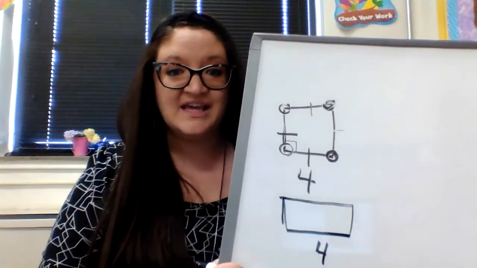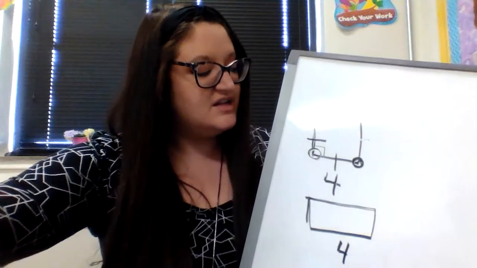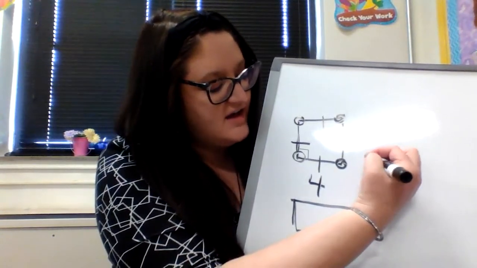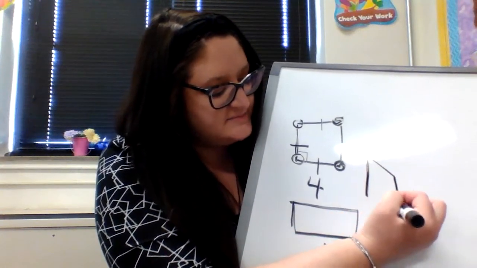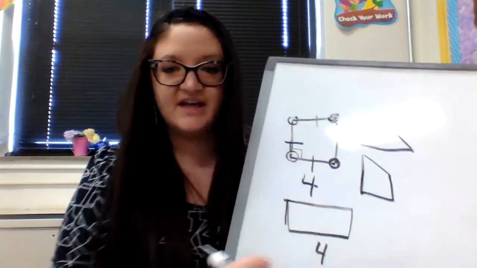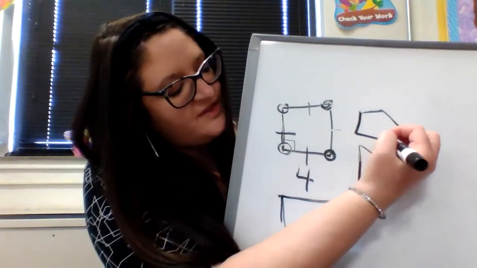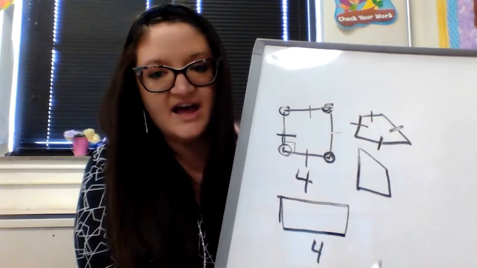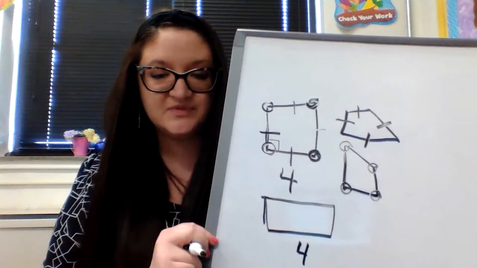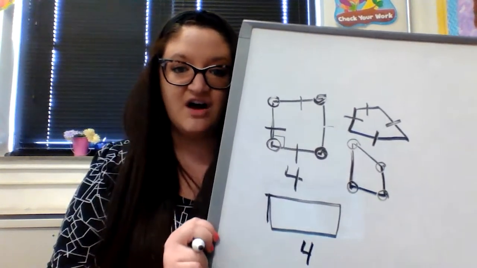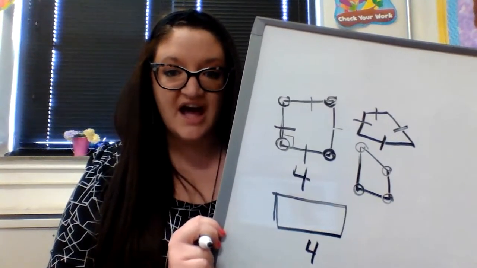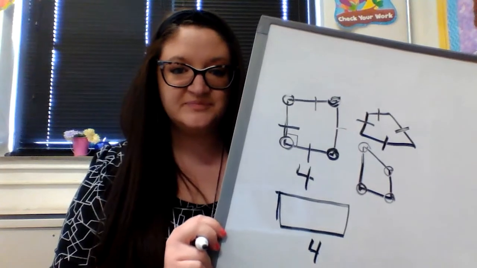Quadrilaterals can be any shape with four sides and vertices, so they don't just have to be the square or rectangle either. They could look something like this, or this, okay? So any way that we count those, they have four sides and four vertices, okay?